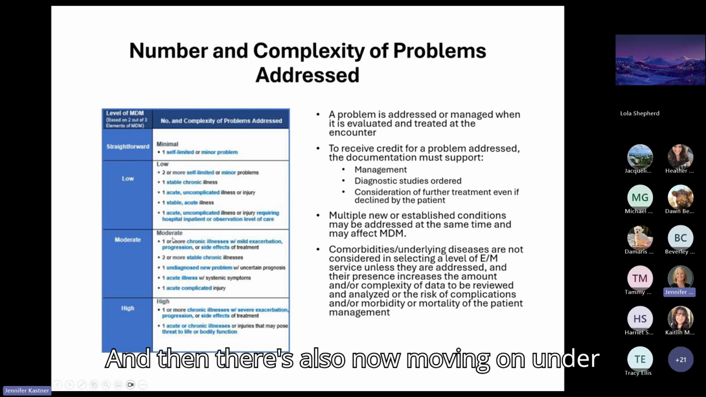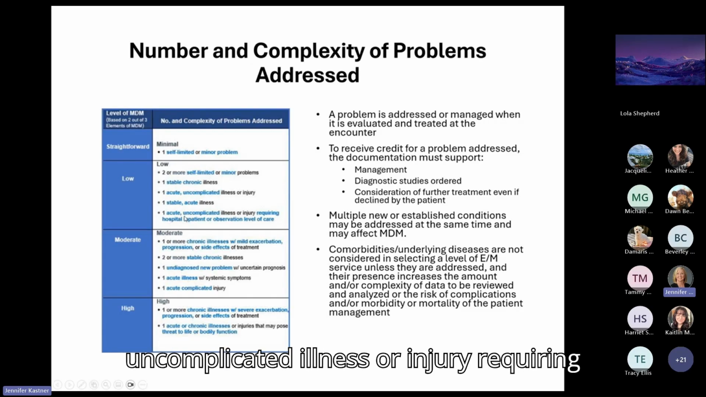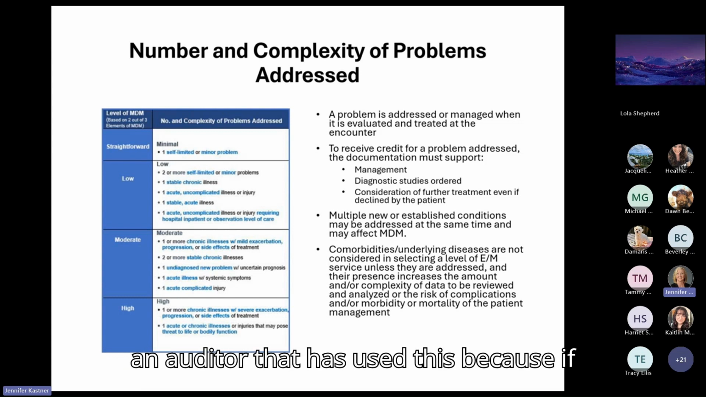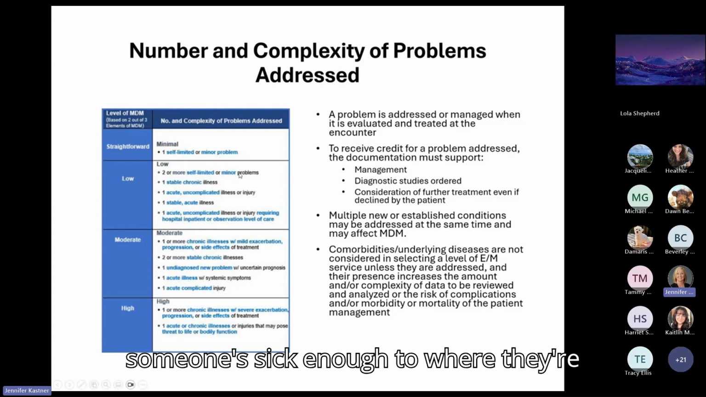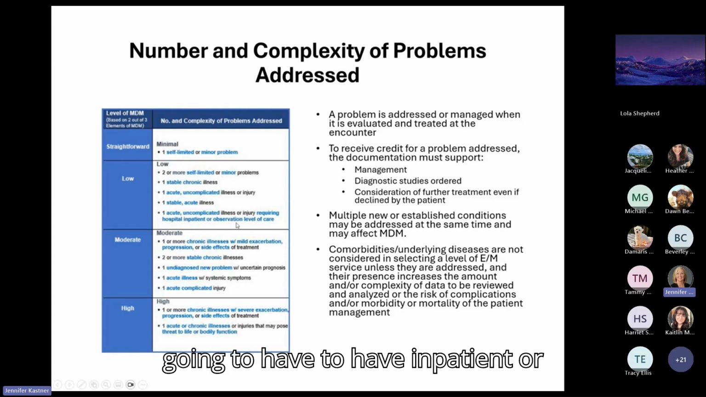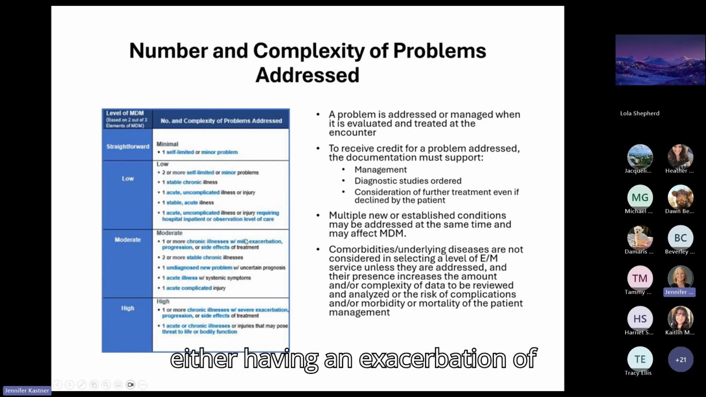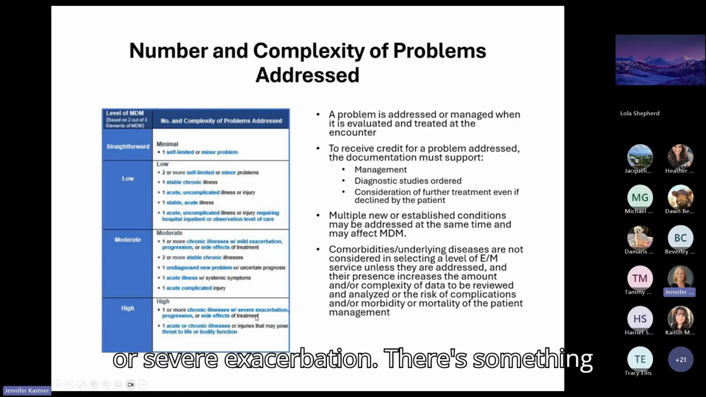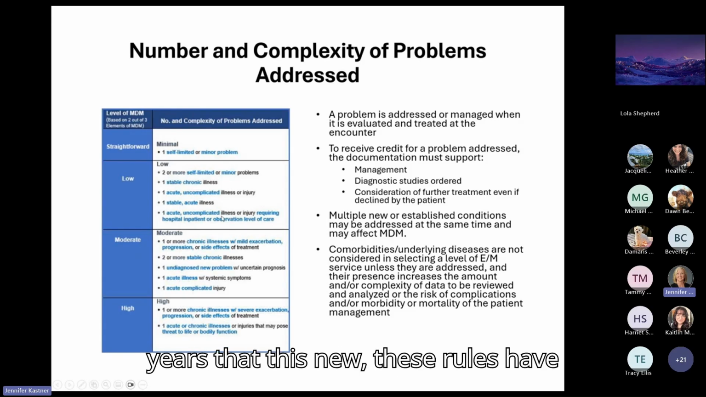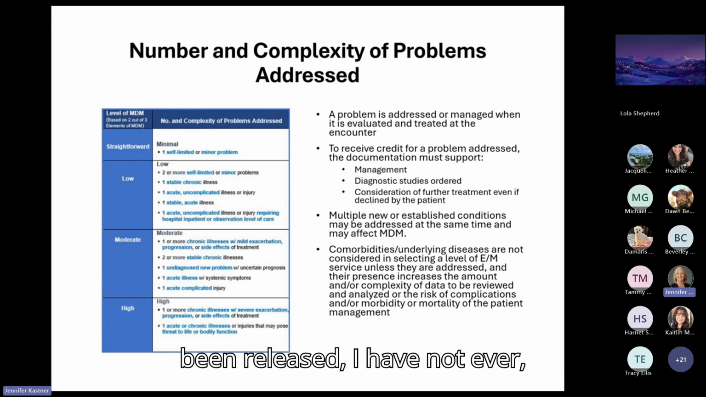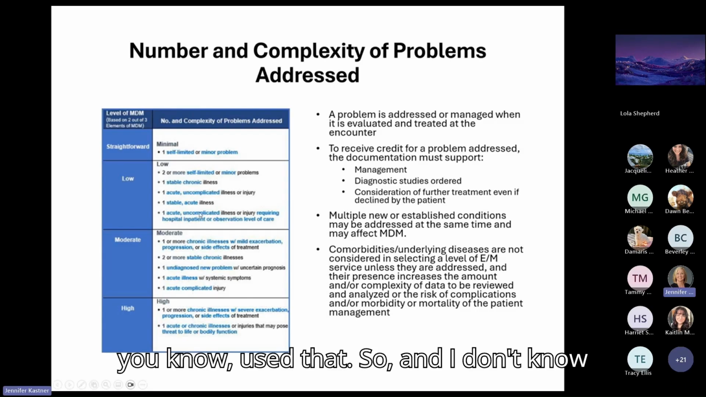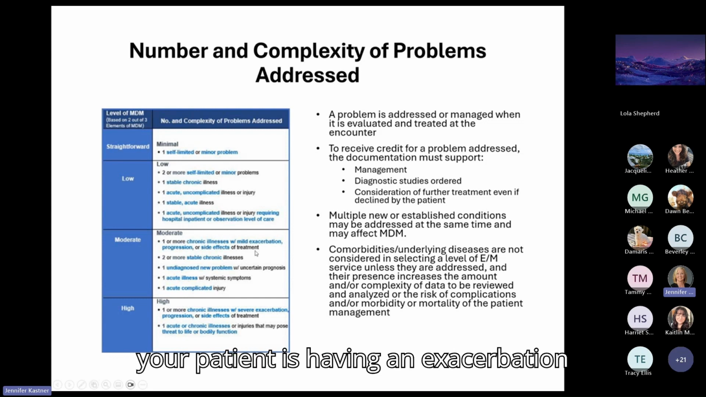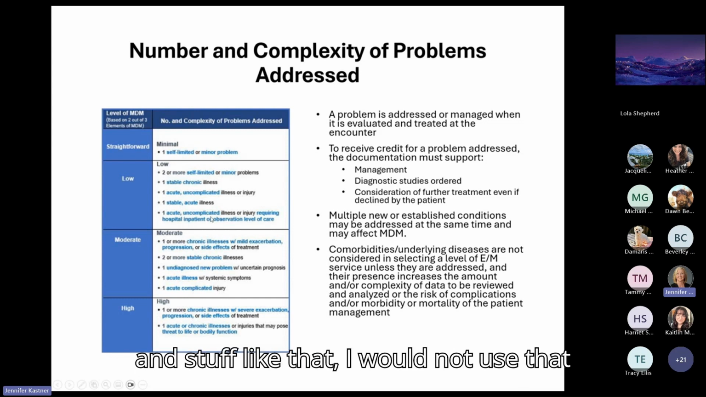And then there's also, now moving on to moderate, acute uncomplicated illness or injury requiring hospital inpatient or observation level care. I'm going to tell you, I don't know an auditor that has used this, because if someone's sick enough to have inpatient or observation level care, they're usually either having an exacerbation of something, or systemic symptoms, or severe exacerbation. There's something usually going on. In the years that these rules have been released, I have not ever used that, and I don't know an auditor that has. So I just want to point that out, because if you really feel like your patient is having an exacerbation and stuff like that, I would not use that for low.